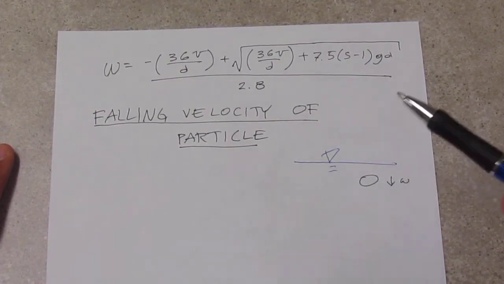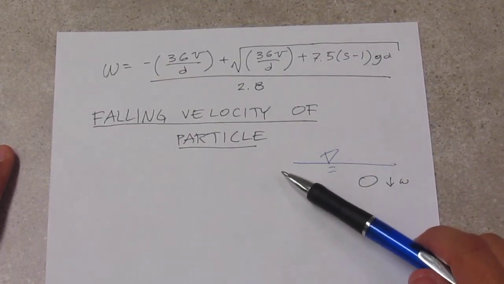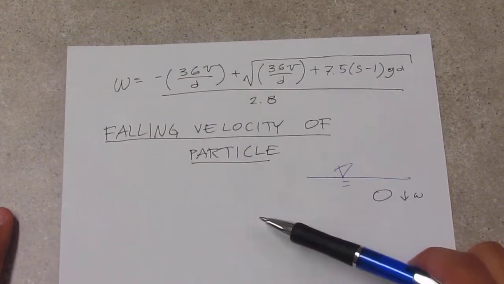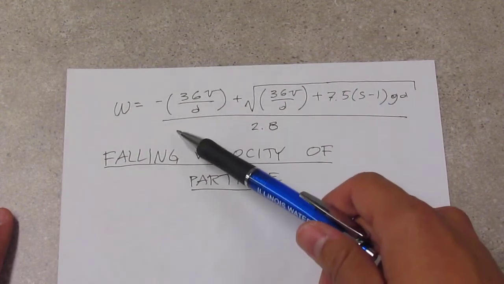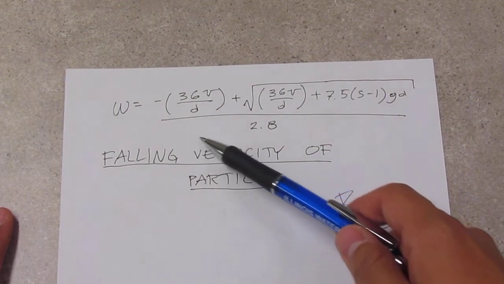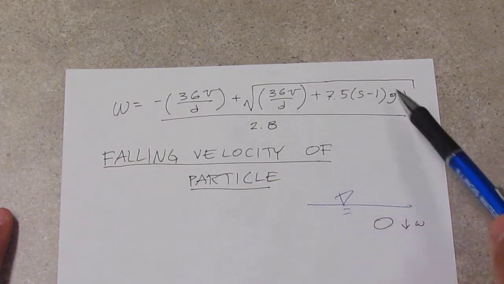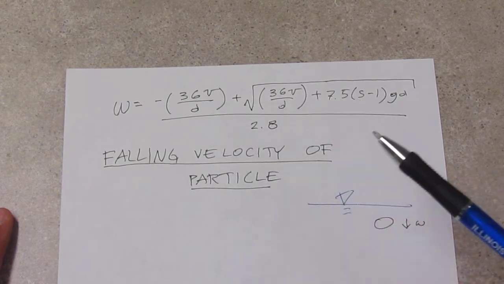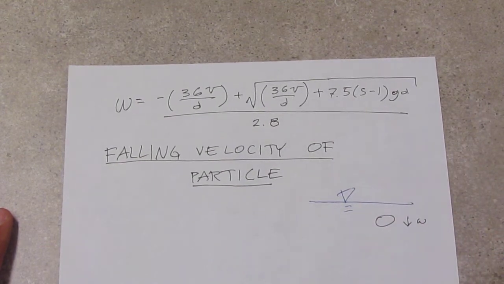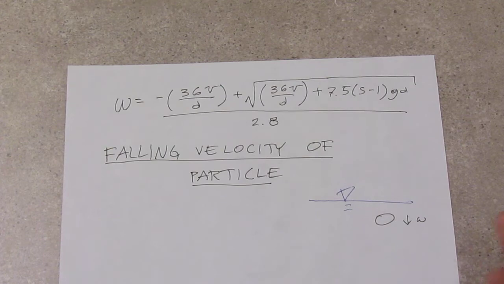The falling velocity of a particle is a very important parameter in sediment transport. What you see in your packet is that the falling velocity equals this huge, maybe complex equation right here. But after this video, you will learn where this equation came from.